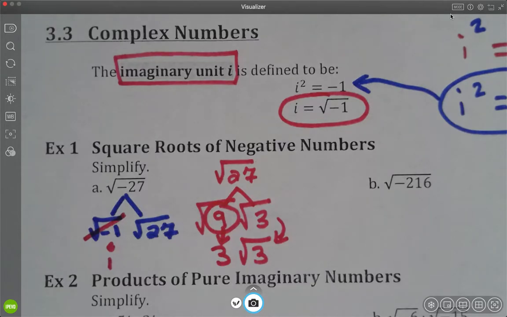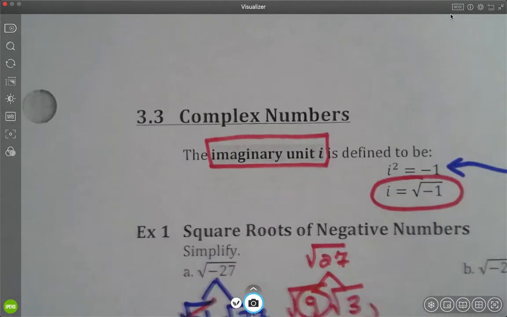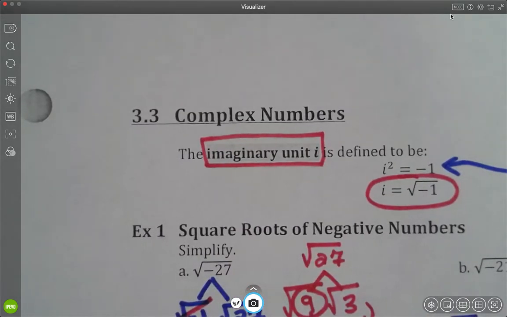Combine the I and the 3 square roots of 3. So I usually write this as 3I times the square root of 3. That's how I'll write it. I usually write the I in the middle.